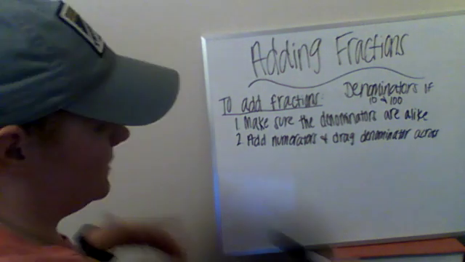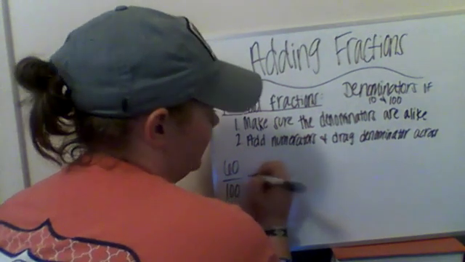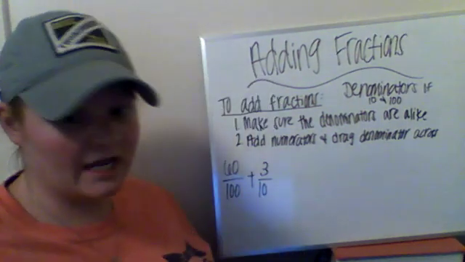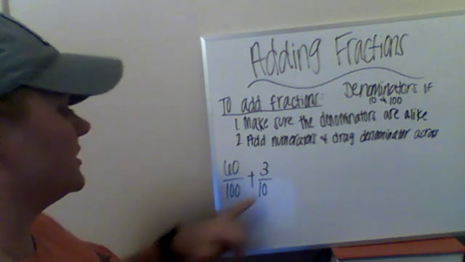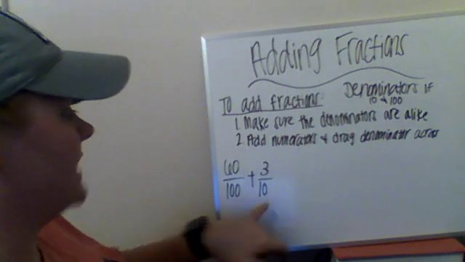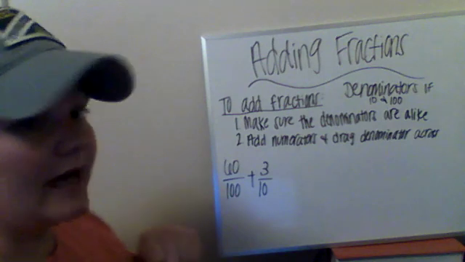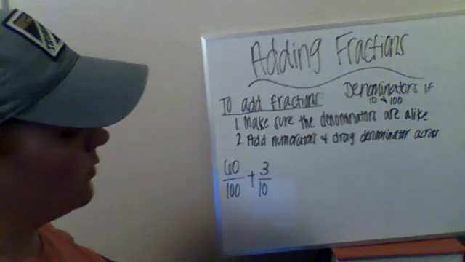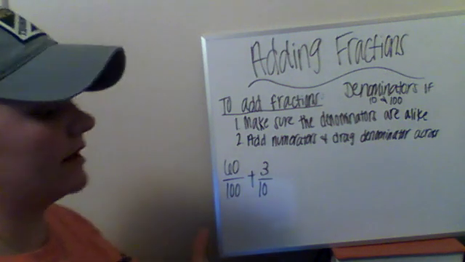If I give you the example 60 over 100, and I want to add 3/10, the first thing your brain should tell you to look at is our denominators. Our denominators are not alike. I have one denominator of 100 and one denominator of 10. I need to have a common denominator of one or the other. You might be wondering, how do I get them alike? Which one do I change to look like the other one?